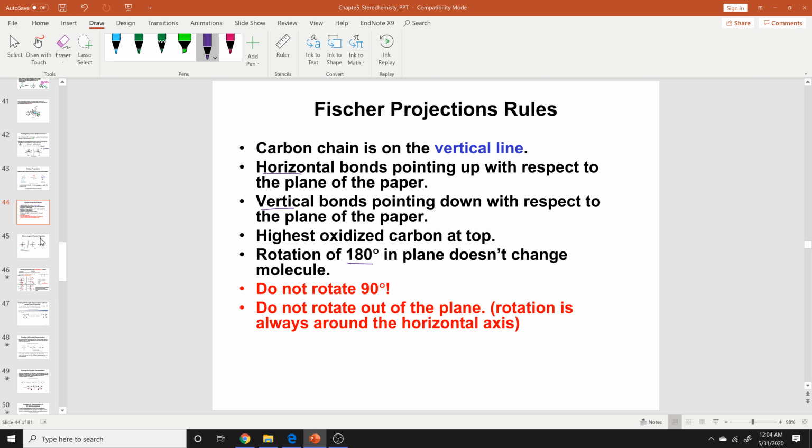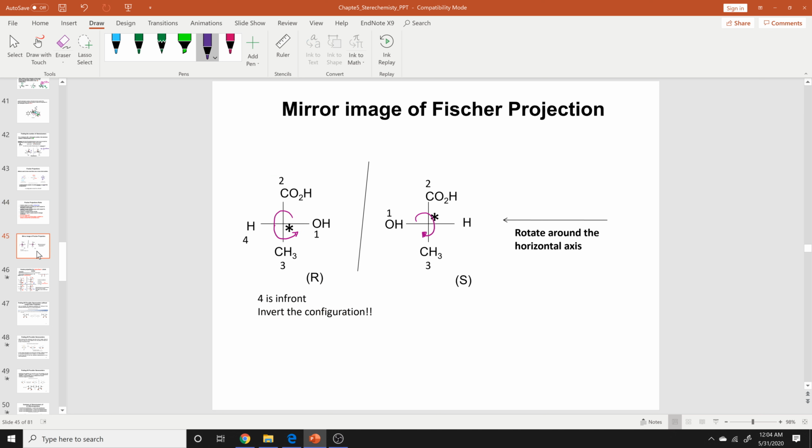It's as if you are swapping. So you get the mirror image. Do not rotate out of plane. Always the rotation has to be around the horizontal axis. So let's have an example in here. So we have this molecule, okay? In Fisher projection, see the carbon chain is on the vertical line.